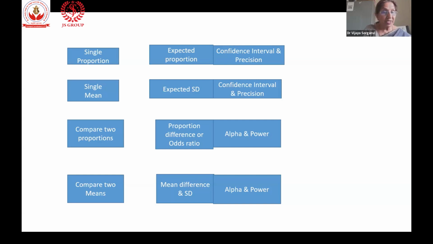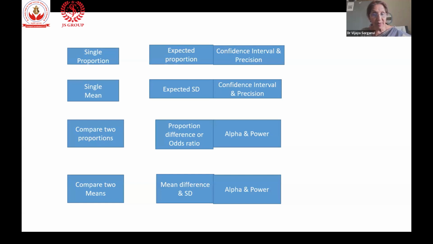When it is an observational analytical study, we compare two proportions, meaning a qualitative type of study, and we calculate the proportion difference. Or if we have an odds ratio instead of proportions, at least for one group in the previous article, we can use the odds ratio as well as the proportion of one group to calculate the sample size. Here also the alpha error, that is the confidence interval, and power we have to assume in the study.